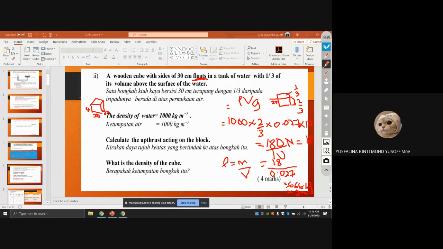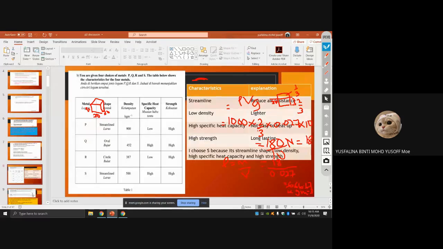Alright, so let's move on to the next one. You are given 4 choices of metal P, Q, R, and S. The table below shows the characteristics for the 4 metals.